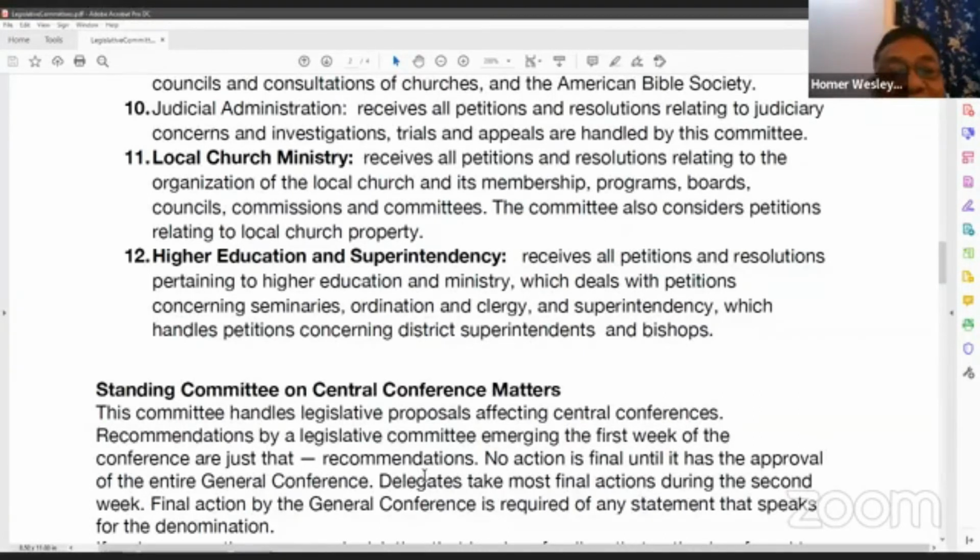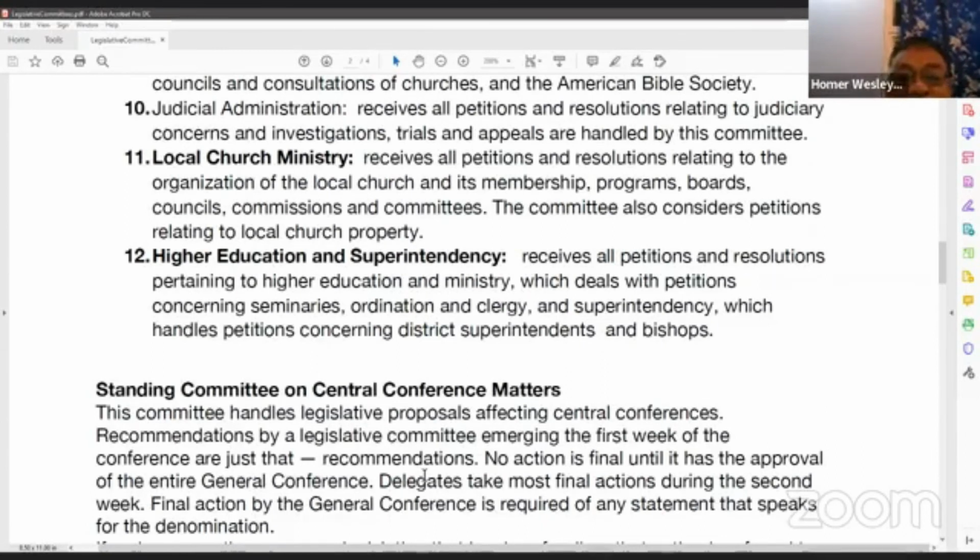Local church ministry receives all petitions and resolutions relating to the organization of the local church. This committee also considers petitions relating to local church property. These are the incorporation issues of the local church, and also the changes in the organization of the local church. Before there was an administrative board and a council on ministries, but the setup has changed. So in local church ministry, all petitions on changing the structure of the local church are handled.